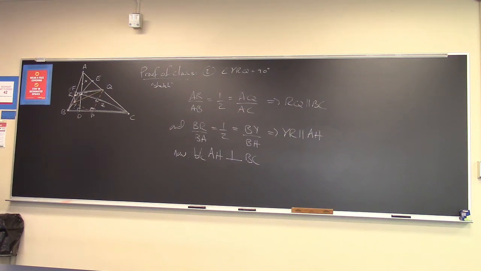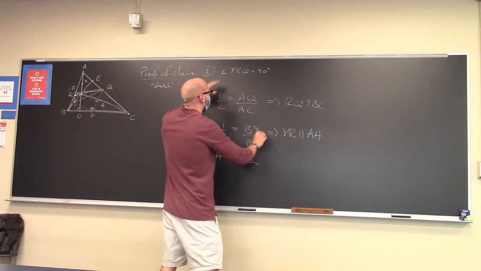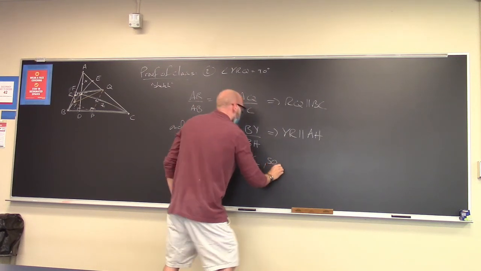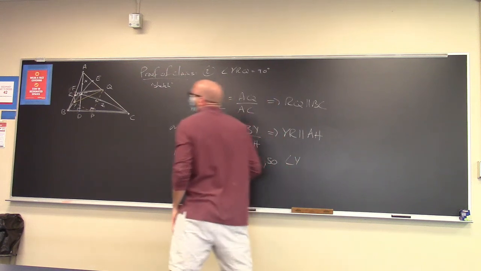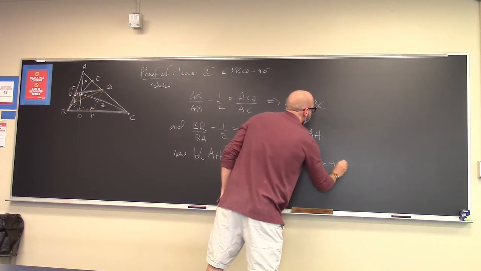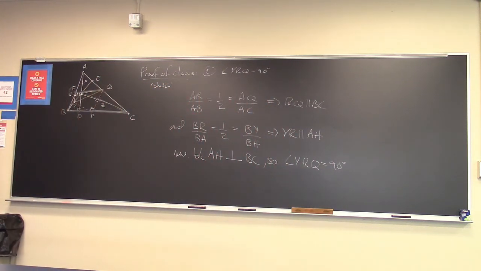It's the exact same argument as before. Just trust me on this. You can double check these details if you want. I really wasn't even going to write down a second proof. AH is perpendicular to BC, so the result follows. Angle YRQ is 90 degrees. I would need to redraw this whole thing to make it look sensible.